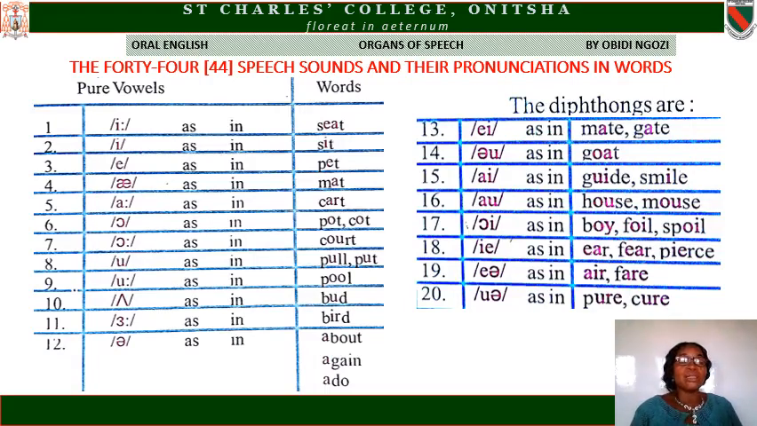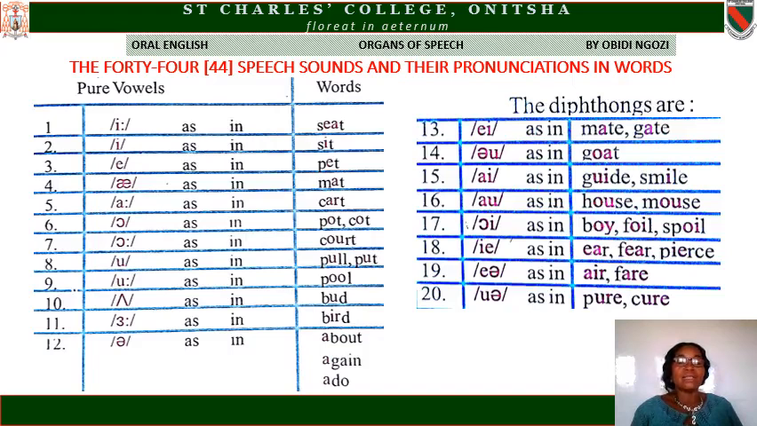Let's start with the vowel sounds. Number one vowel is E as in seat. 2, I as in sit. You see the difference? The first one is prolonged while the second one is short. 3, E as in pet. 4, A as in mat. 5, A as in cat.